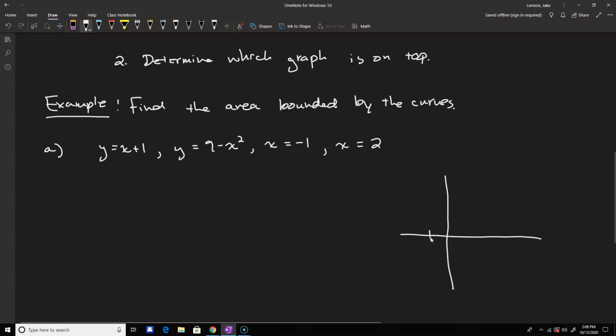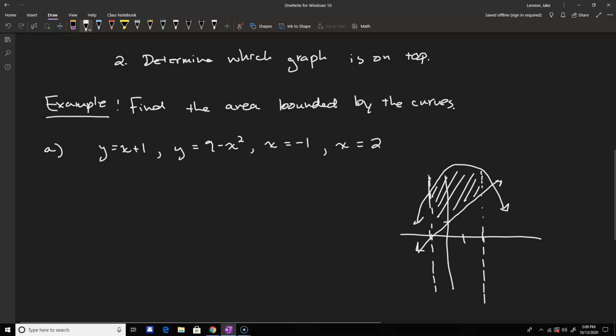I like to think about what's going on. So we have some x value of negative 1, we have some x value of 2. So these are our left and right boundaries. And then we have x plus 1, so that's going to be this line that's doing this sort of thing. And then we also have the curve 9 minus x squared. So this is going to be hitting somewhere up here at 9 and then opening downward. So we've got something like this. So really what we're going to be shading is this area right here, because we're in between the dotted lines.